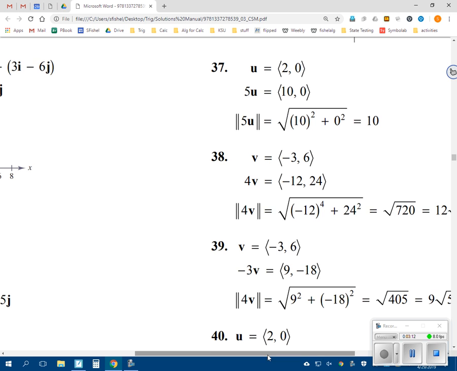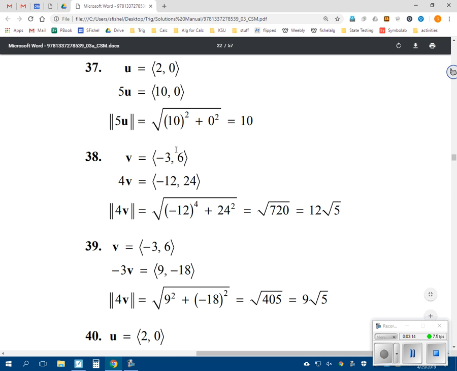And then here's 38. They gave you vector v. For v, then component form would be negative 12, 24. And then the magnitude of 4v is 12 square root 5.